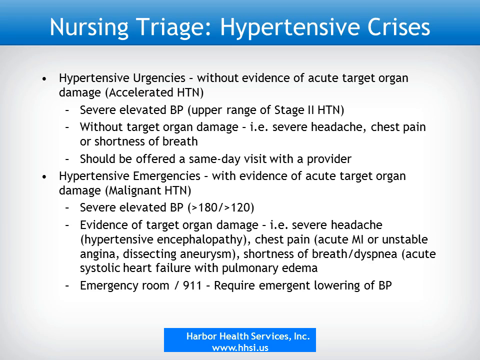On the other hand, a hypertensive emergency, patients who are calling in or presenting as a walk-in with evidence of acute target organ damage, labeled as malignant hypertension. So a severely elevated blood pressure over 180 over 120, evidence of target organ damage such as a really bad headache, chest pain, shortness of breath, any of those things. Obviously, you're going to call 911 or you're going to have to tell that patient to go right to the emergency room.